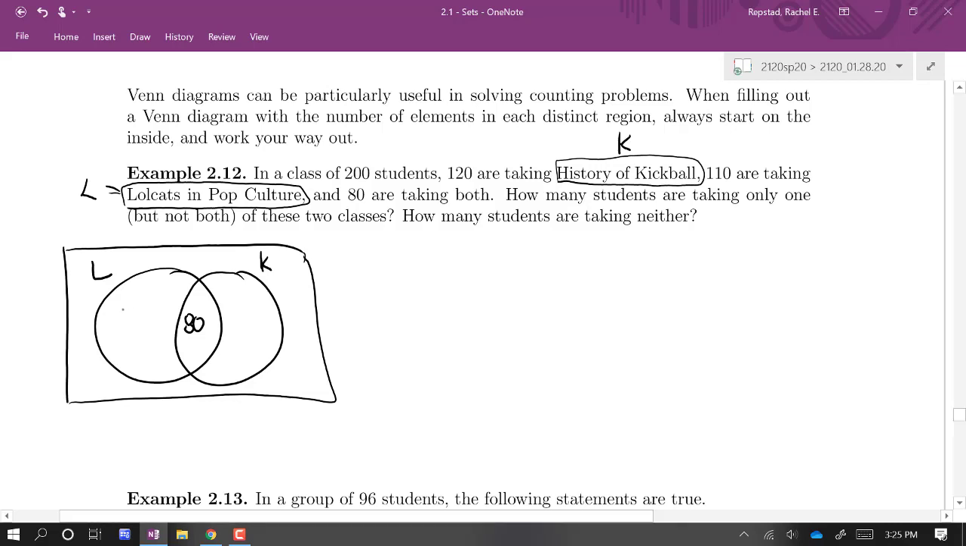30. And so those are the ones taking lolcats and pop culture that are not taking history of kickball. So that 30 goes there. There are 120 taking the history of kickball, but we've already counted the 80 of them, the ones that are taking both. So now there are 40 left here. And now there's one region that we haven't accounted for. That's the students that for some reason maybe are taking neither of those two courses.